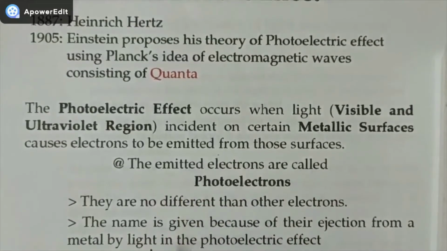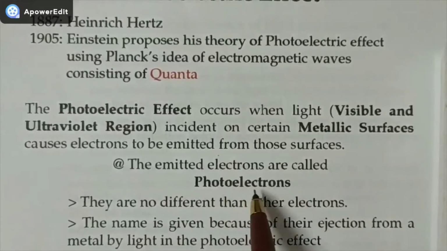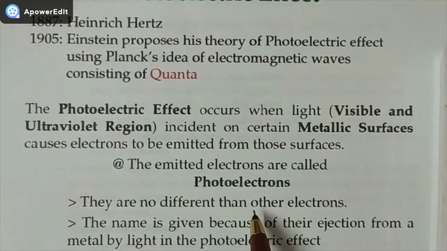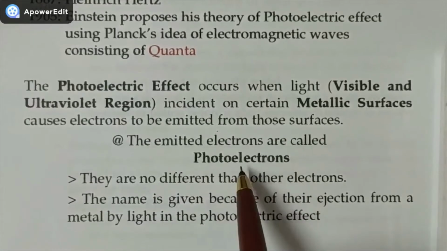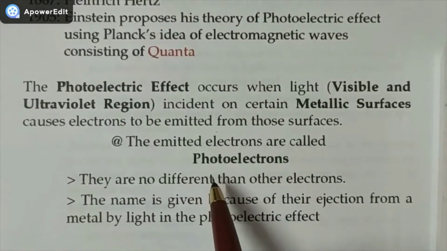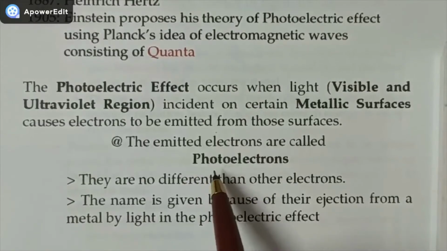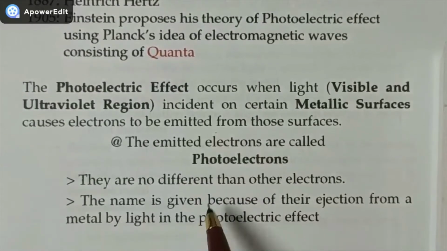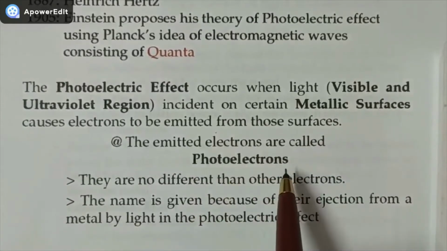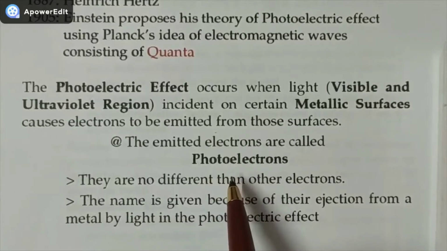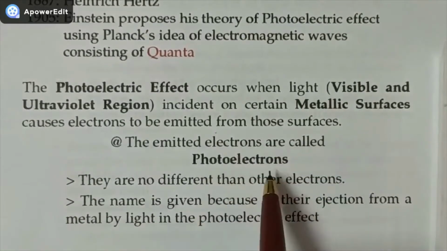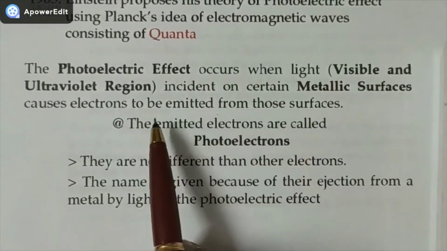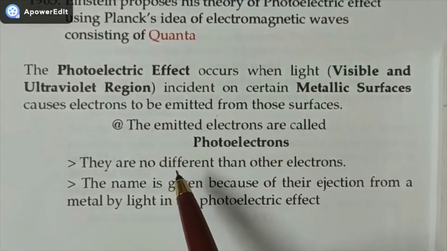And the electrons which are emitted are called photoelectrons. These electrons are no different from the electrons which are revolving around the nucleus in an atom. They are named photoelectrons because the electrons are being emitted when a photon is incident on the metallic surface. That's why they are called photoelectrons: photo means light, which is being shone on the metallic surface, and the electrons are being emitted from that surface. So the photoelectron is the name of the electrons which are being emitted from the metallic surface.